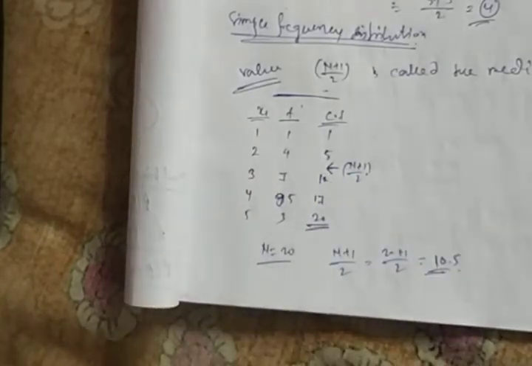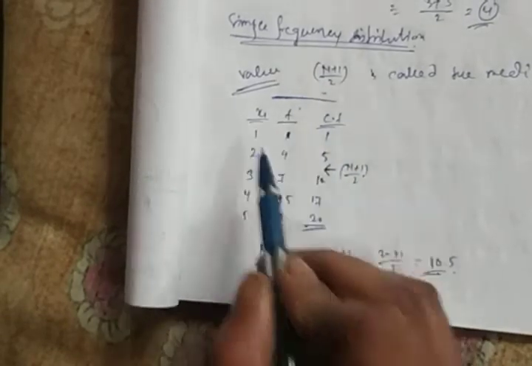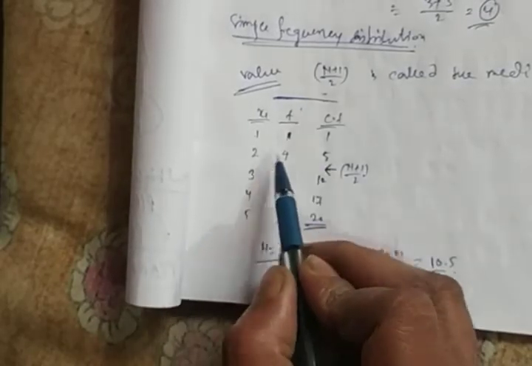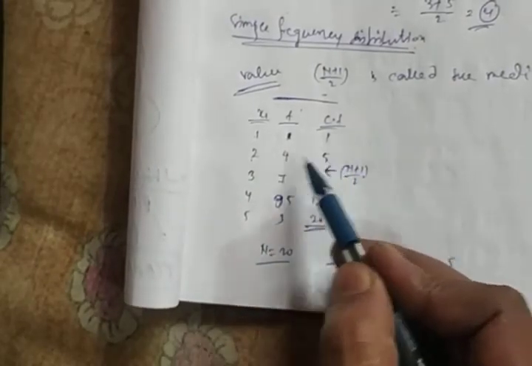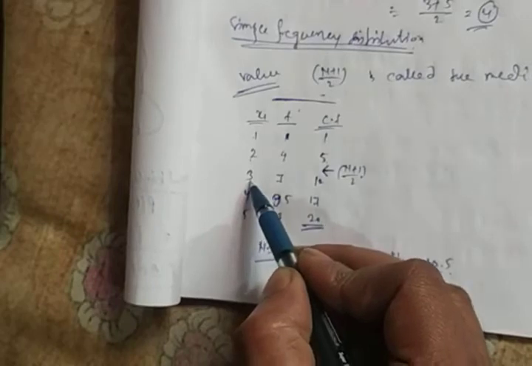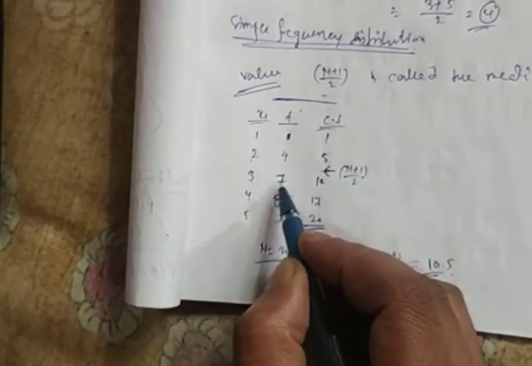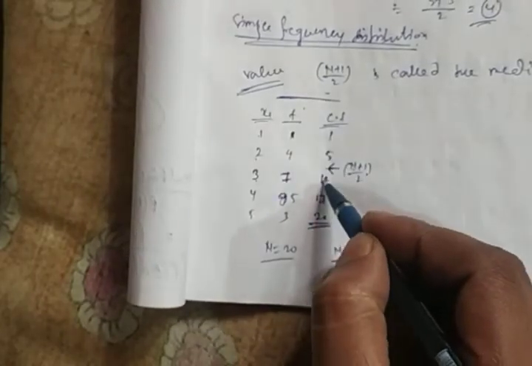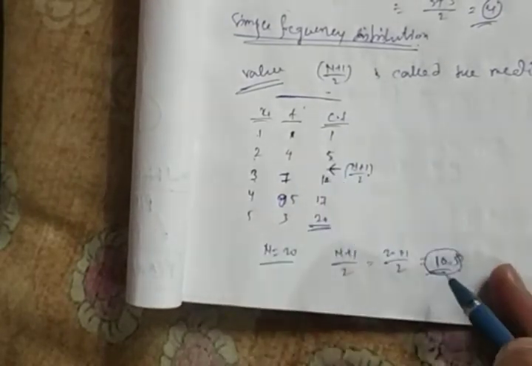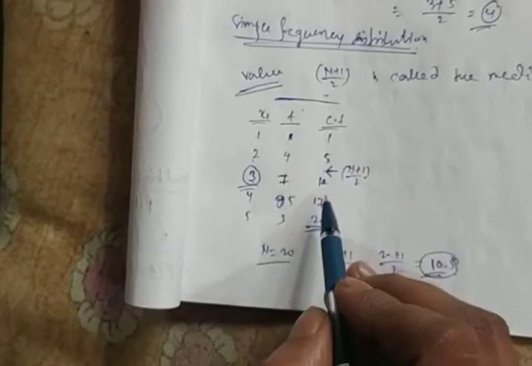Thus, the first frequency has the value 1, the next 4 frequencies have the value 2, the 5th frequency has the value 2 or 1. Next, 7 frequencies have the value 3. So after 5 to 7, this frequency has the value 3. Since 10.5 lies between 5 and 12, the 10.5th frequency will consider the value 3. Thus the median will be equal to 3.